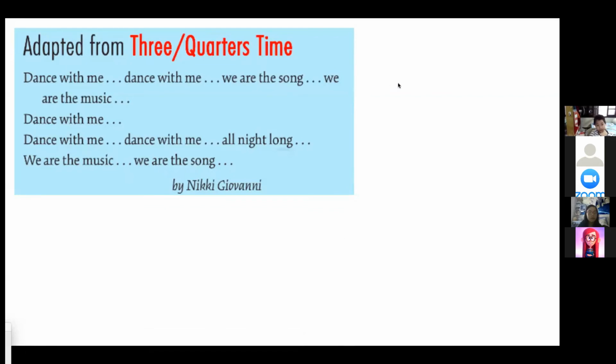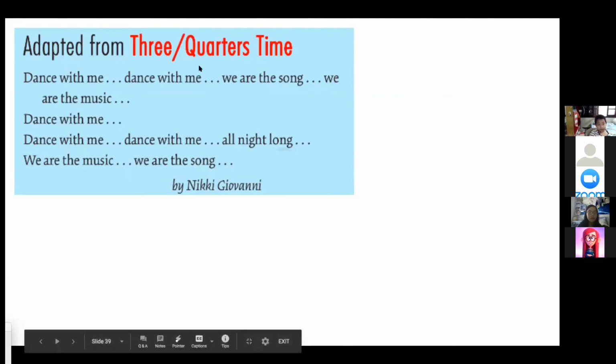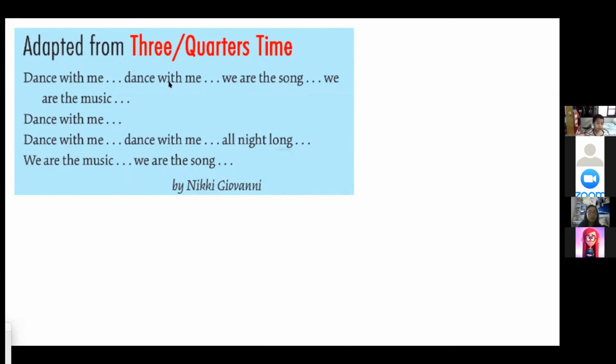All right, thank you, Mitzi. What do you think the poet is trying to get across to you? What message does the poet want you to get from this? Dancing. What about dancing? Dancing is terrible and awful and no one should ever do it? Good. Yes. Okay.